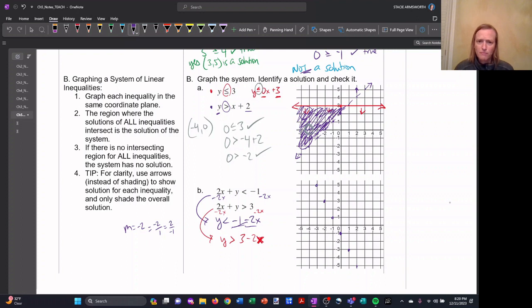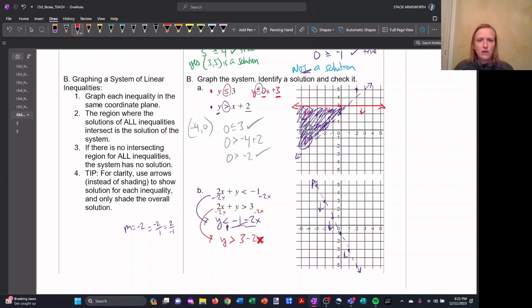Now, based off of my inequality, this is going to be a dotted line. So let me draw a dotted line here. And with this dotted line, y is less than this expression. So I want to shade the region where the y values are small. I want to shade below the dotted line.